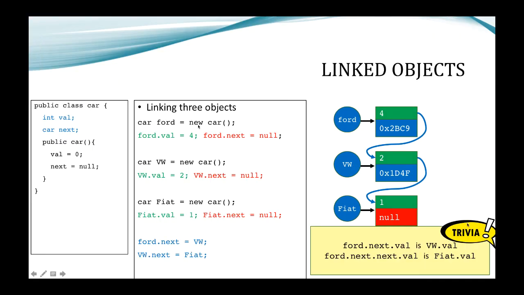Okay, here's a little trivia for you. Ford.next.value is 2. Ford.next.next.value is 1. What if I would like to get this one by using the VW object? All I have to say is VW.next.value would be 1.